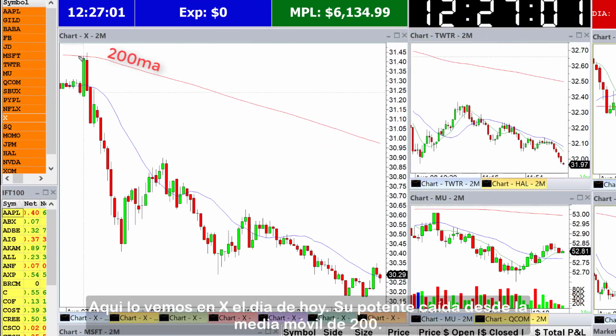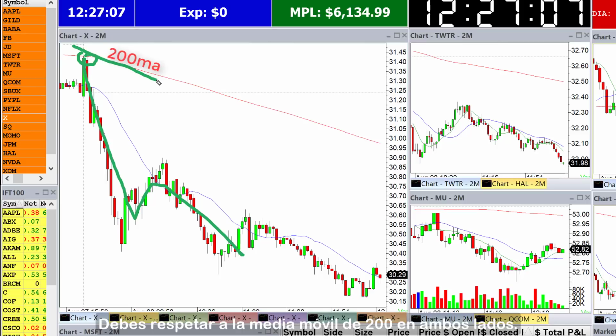Here it is in X today. Its major decline from its 200 period moving average. You must respect the 200 period moving average on both sides.